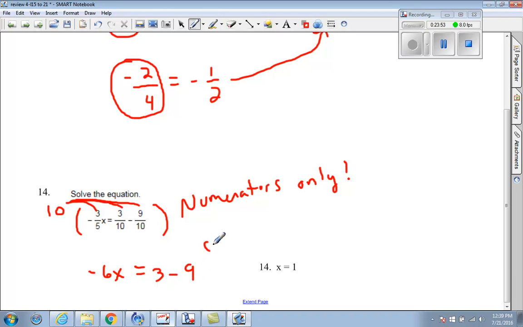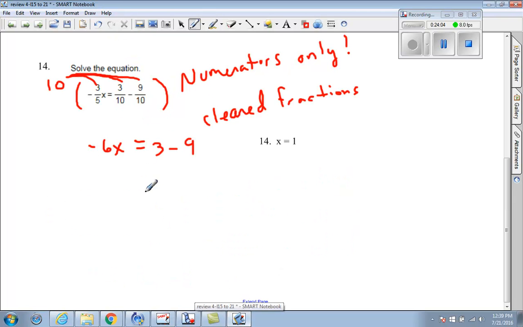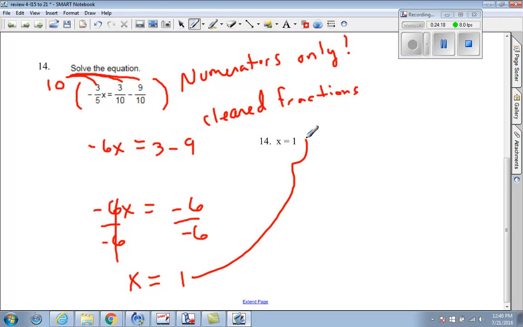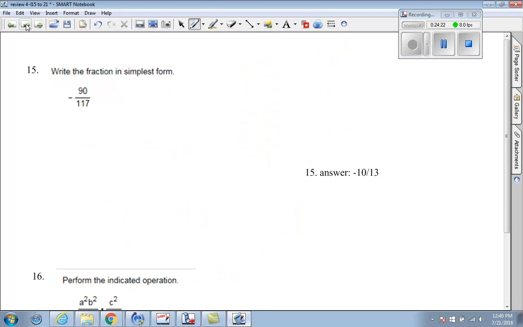Okay, now what we've done is we've cleared the fractions, and that's legal, and it makes a nice equation to operate on. So we cleared the fractions, combine like terms, so 3 minus 9 is negative 6. And the last phase of the game to get x by itself is divide by negative 6. So we have x equals 1. And we got it. Okay, let's try the next one.